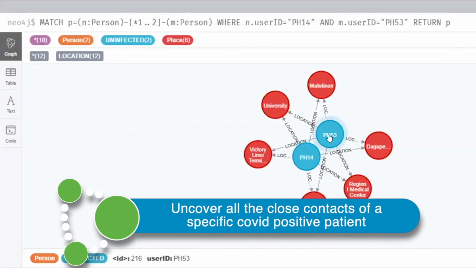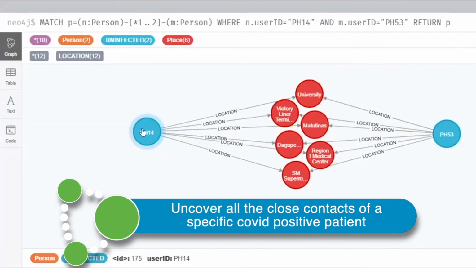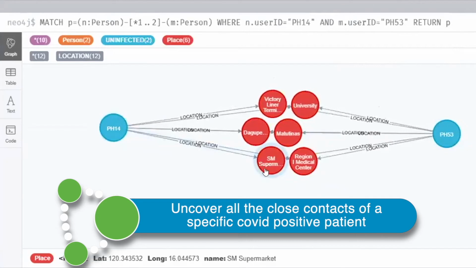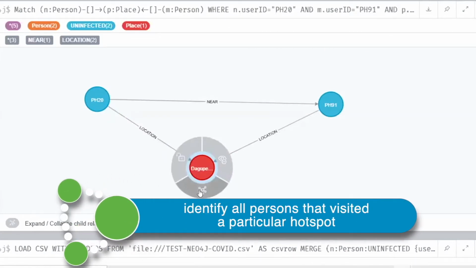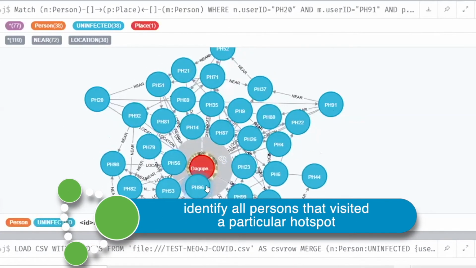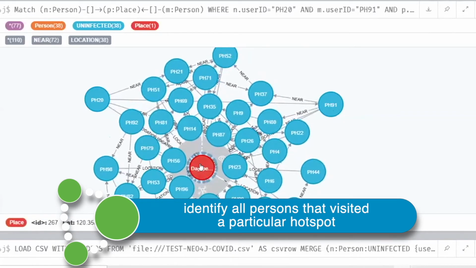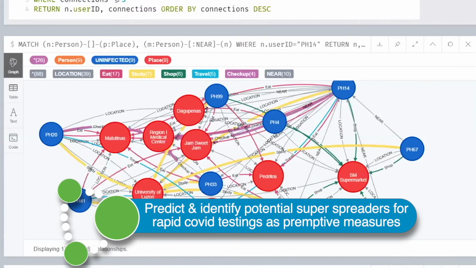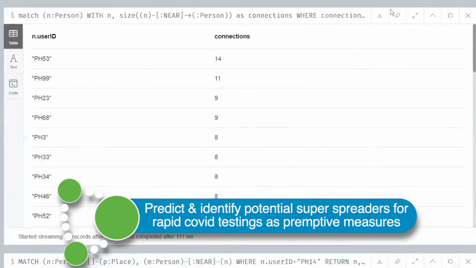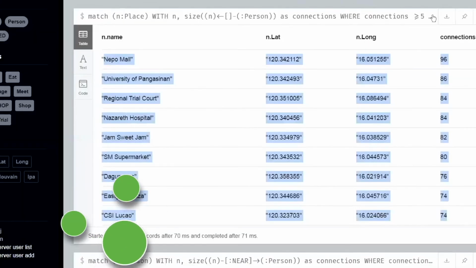Specific individuals who had close contact with identified COVID-19 carriers could almost instantly be identified, even those whom the carrier could not possibly recall. Areas frequented by more than one known COVID-19 carrier could be identified through GPS travel history backtracking. People who travel and mingle a lot and thus are potential super spreaders could be identified and prioritized for rapid COVID-19 testing as a preemptive measure.